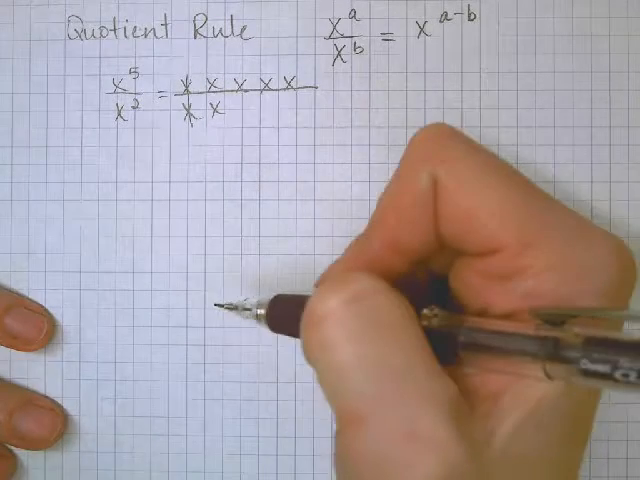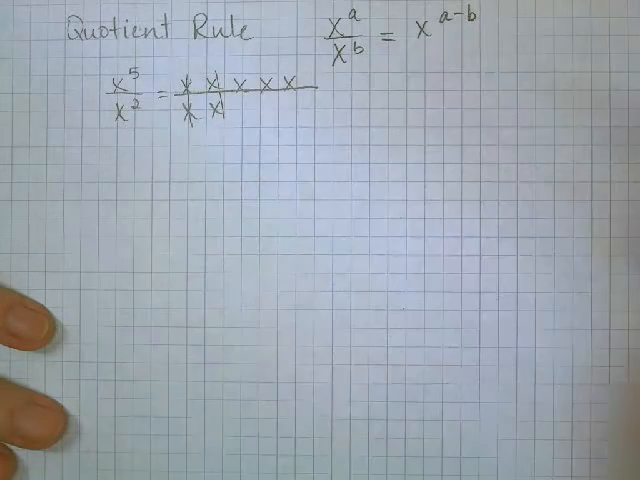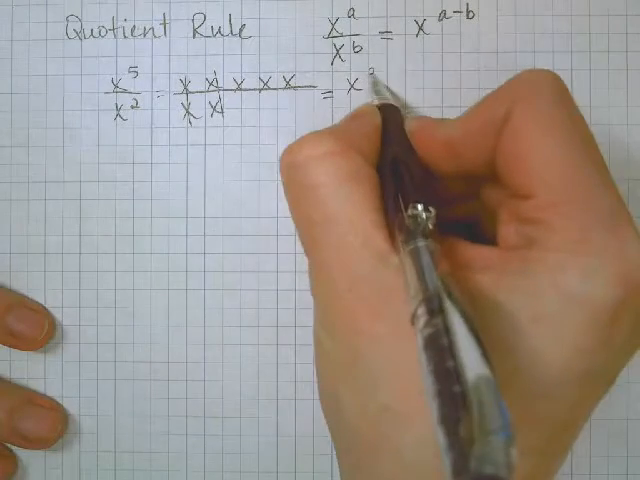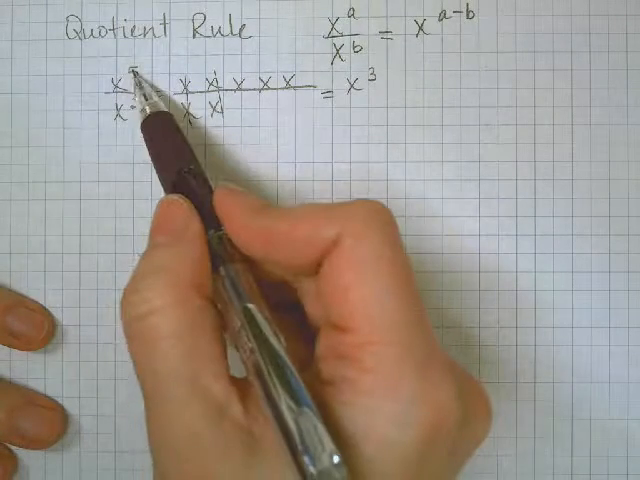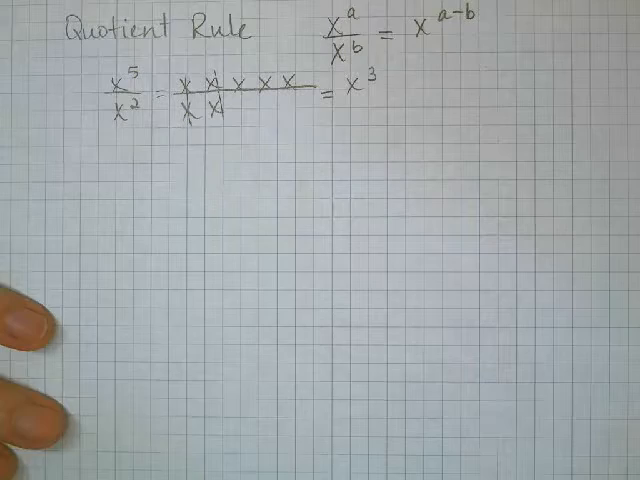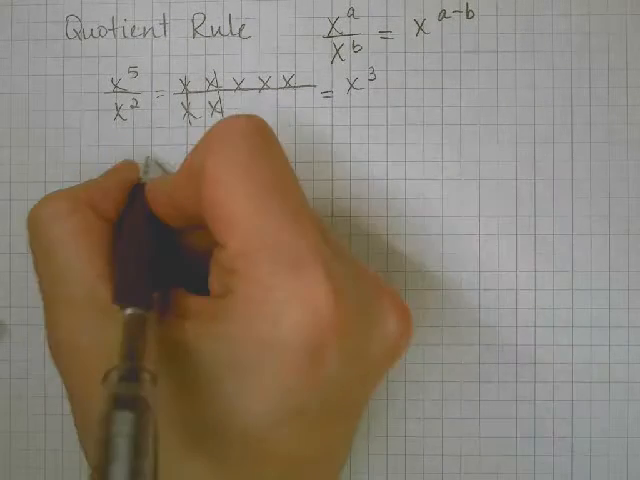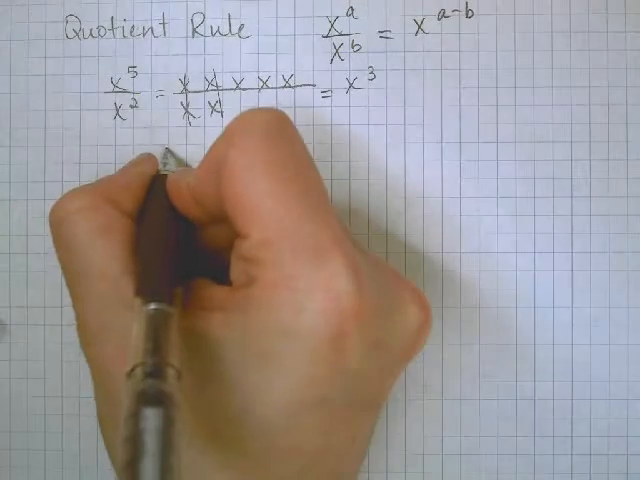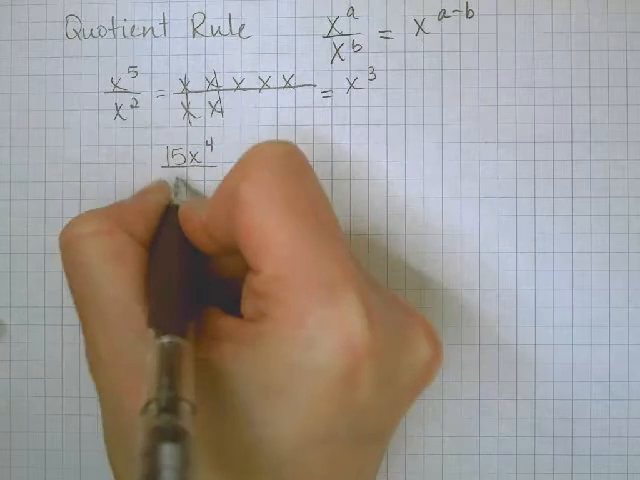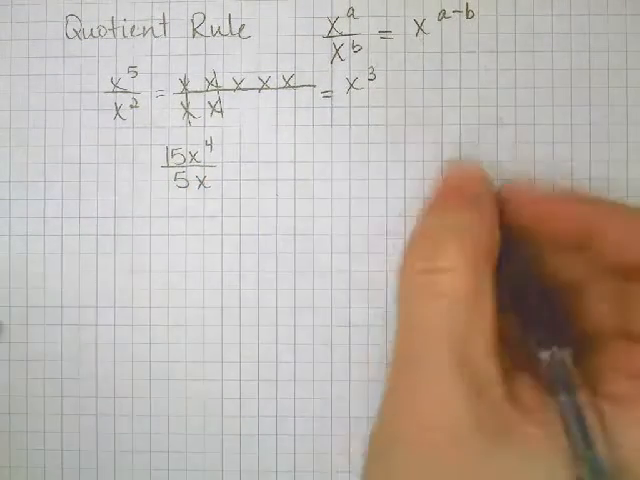I just don't like to use the word cancel out. I usually will use the term divide out. So these two sets divide out, and I'm left with 1, 2, 3, x to the 3rd. So the other way to go about this is just 5 minus 2 gives me x to the 3rd. So on that same note, if I have a coefficient with those, let's say I have 15x to the 4th over 5x just to the 1st.